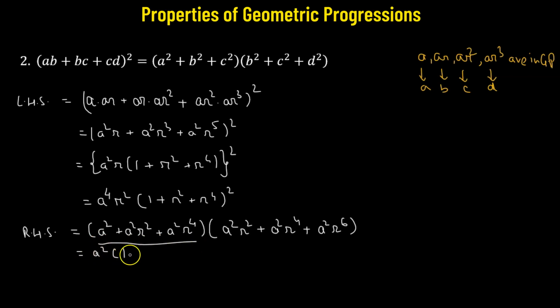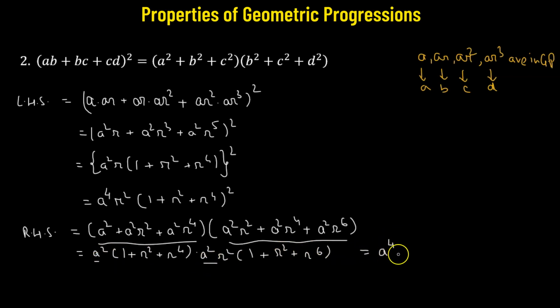Fine. Now from the first expression we can take out a squared as the common factor. So a squared will be multiplied by (1 plus r squared plus r raised to the power of 4). And from the second expression we can take out a squared r squared as the common factor. So this will get multiplied by (1 plus r squared plus r raised to the power of 4). So a squared times a squared r squared gives us a raised to the power of 4 times r squared, and we have 1 plus r squared plus r raised to the power of 4 multiplied by itself, so (1 plus r squared plus r raised to the power of 4) whole squared. And here we can clearly see that our left hand side is equal to the right hand side.